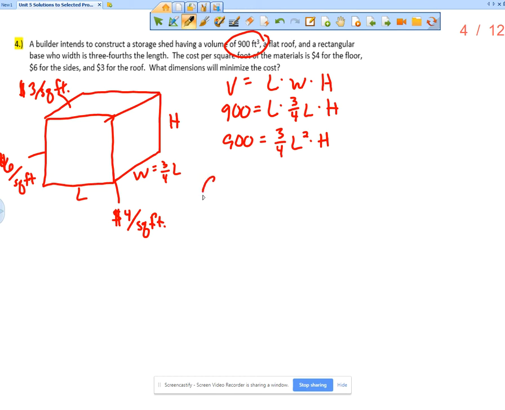Well, let's think about it. Cost is going to be equal to the surface area times the cost per square foot. Remember, surface area is in square feet, so the square feet will reduce, and then we have cost. That means we're going to take the surface area of each surface, bottom, top, side, whatever, and multiply by its cost.